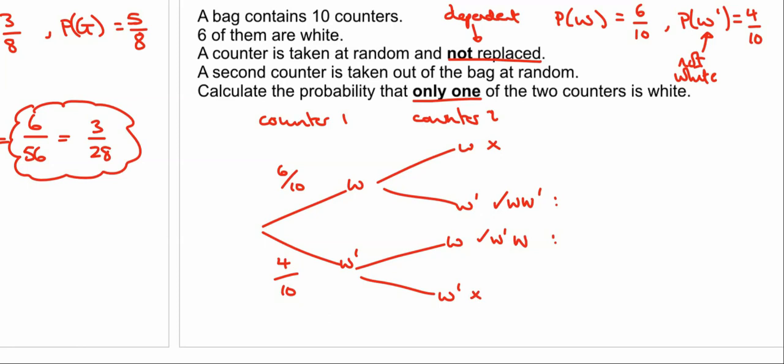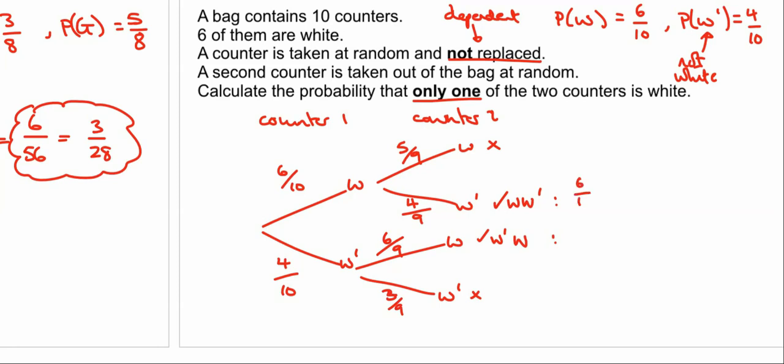So if I took a white counter out of this bag, it wouldn't affect the amount of counters that aren't white. There would still be 4 counters that aren't white, but it would affect the total amount of counters in there. And we can fill that in to make it up to 1. And if I take a counter that isn't white out, well, the amount of white counters in there is still going to be 6, but the total will change. And then we fill that in to make it equal 1.